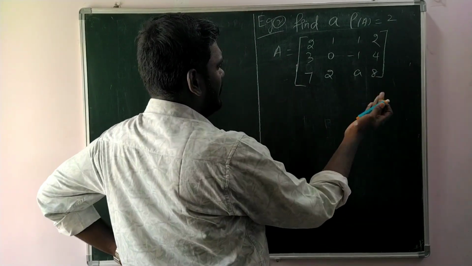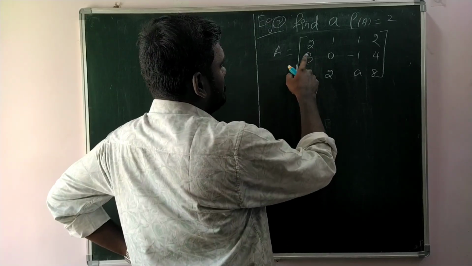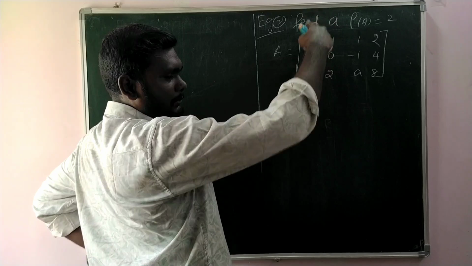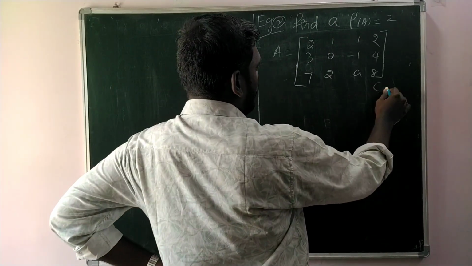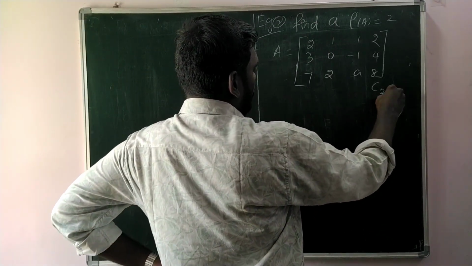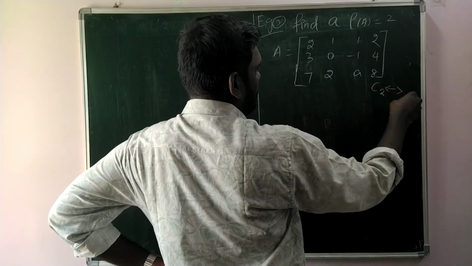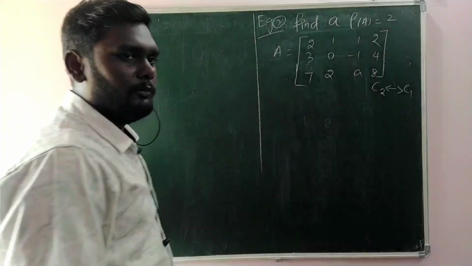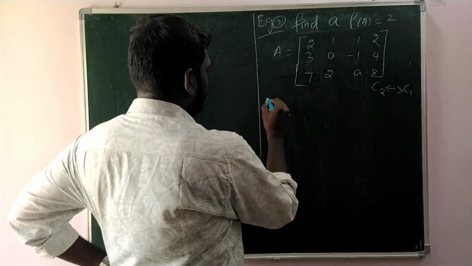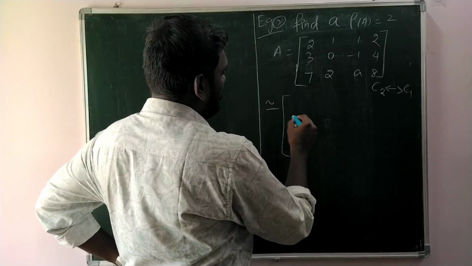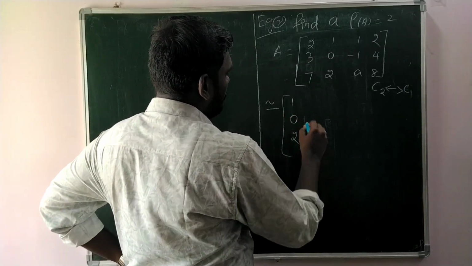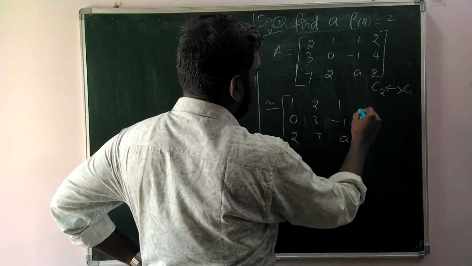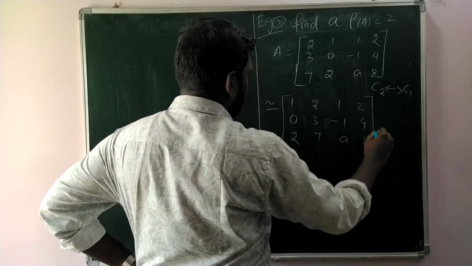See, here the numbers are different. If 1 is there, it is easy, because we can easily relate to the number. So what I am doing is just interchanging column 2 and column 1. Then it is equivalent to 1 0 2, 2 3 7, and 1 minus 1 A, 2 4 8. You get it?